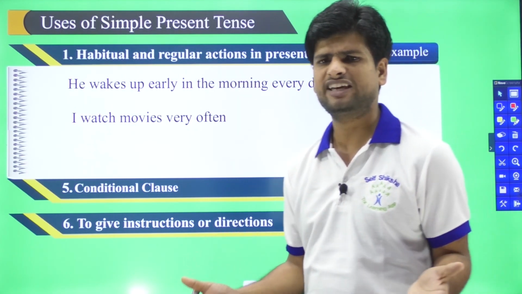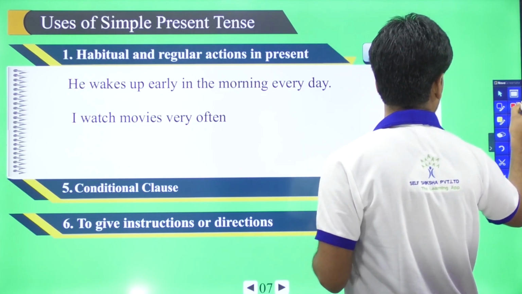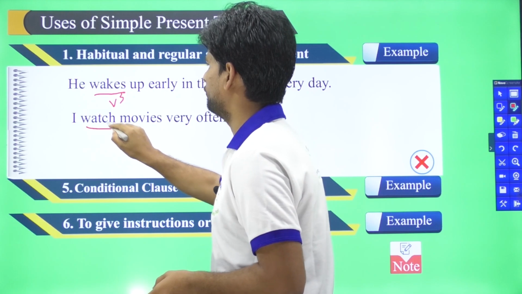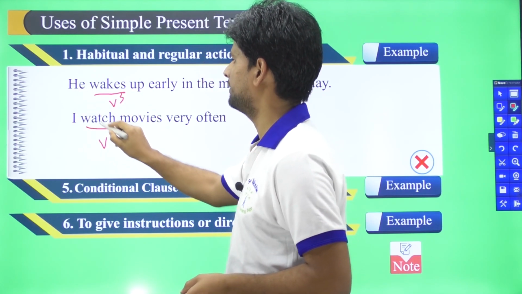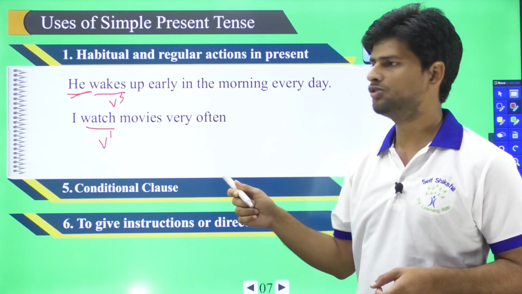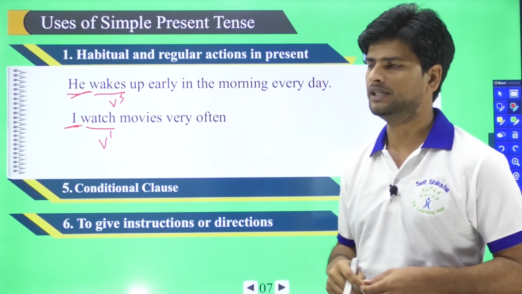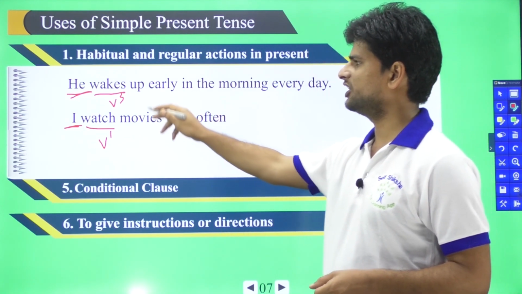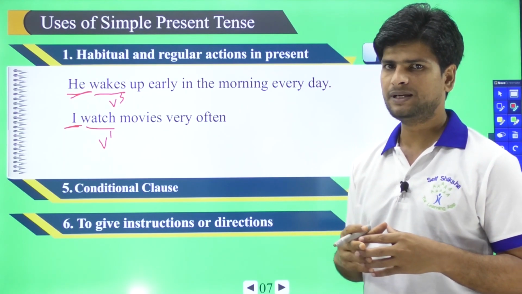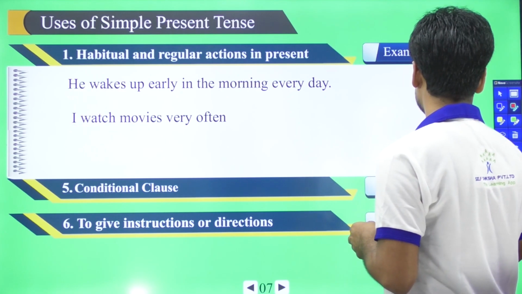I watch movies very often. मैं अक्सर movies देखता हूँ. तो how you will identify it? Wakes, it is the V5, and I watch. V5 इसलिए इस्तेमाल हुआ because here the subject is he, that is the third person singular number, and because here the subject is first person we have used V1. तो ये आपको बहुत clear रहना है. V1 and V5 denote the simple present tense or present indefinite tense. So this is the first use.